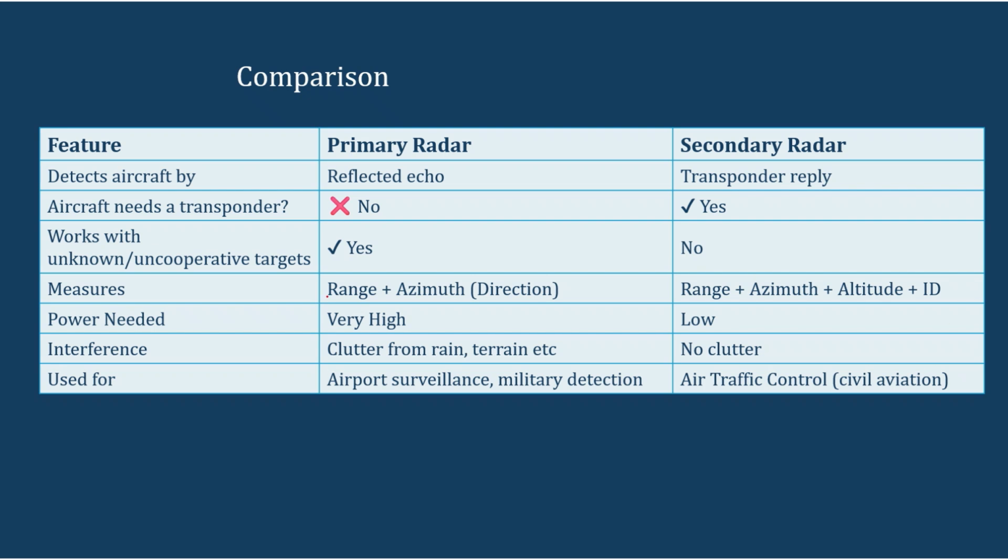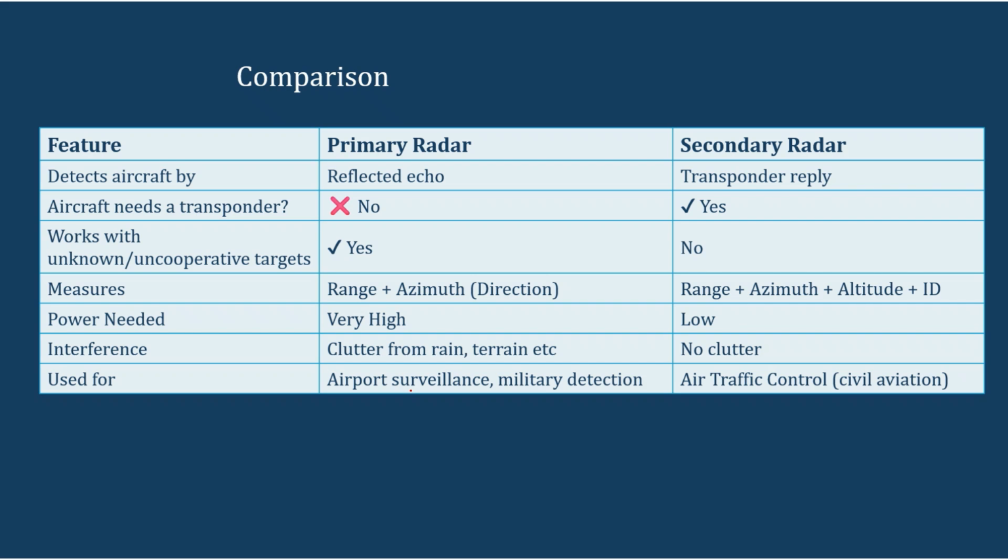The primary radar measures the range and azimuth. Here it measures the range, azimuth, altitude, and ID. This information will be in the coded signal which is transmitted from the transponder. In primary radar, we have to use very high power as it works on the principle of reflected power. Here we have to use only low power because the transponder is also sending a different signal from its system. The primary radar is influenced by rain, terrain, etc. because it works on the principle of reflections.